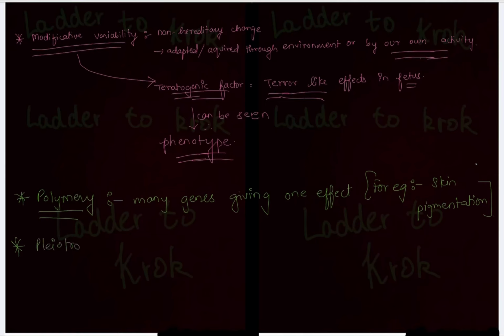We have something called pleiotropy. So write down, we have something called pleiotropy. It is the opposite of polymery, that is, one gene and many effects. So one gene will control many effects. So it is more deadly. If one gene is damaged somehow, or there is some mutation in that gene, many effects will be affected, right?